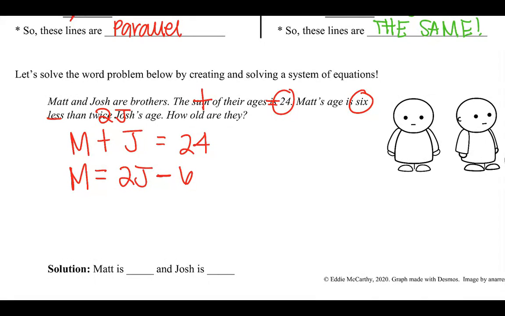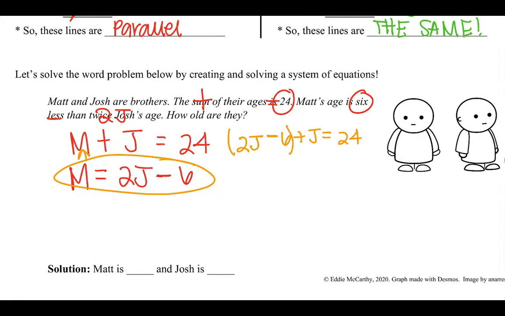In this case, it's a real life situation. I just said m and j. If you wanted to use x and y, that would be fine too. So I already have what m equals, so I'm just going to plug in m here. So I've got m equals 2j minus 6 plus this j over here equals 24. So again, I just took this and plugged it in for m. Then I'm going to combine my like terms. So I've got 2j plus j, which is 3j minus 6 equals 24.